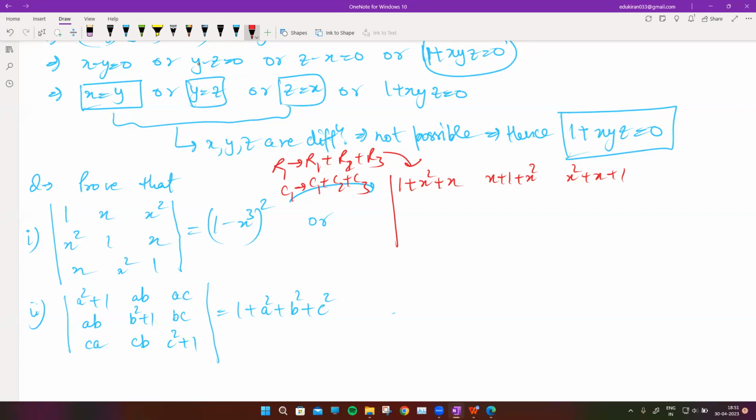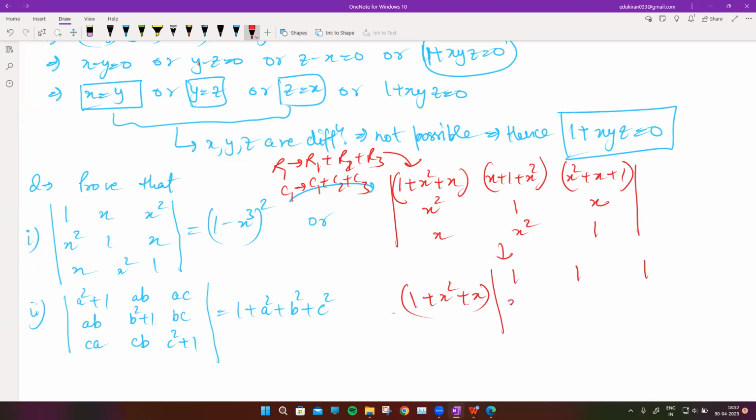We have changed the first row to row 1 plus row 2 plus row 3. The second and third rows will be exactly the same as they were, because we haven't changed row 2 and row 3. Now, why is it helpful? You can take this common, right? You can write 1 plus x square plus x, taking this common, and we are left with 1, 1, 1 in the first row, then x, x square, 1, and x square, x, and 1 in the others.